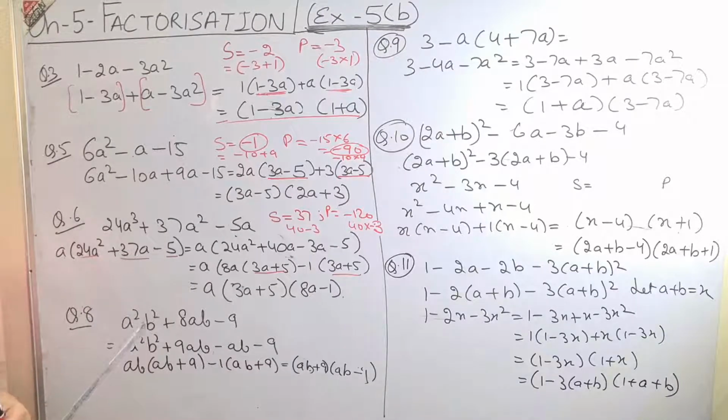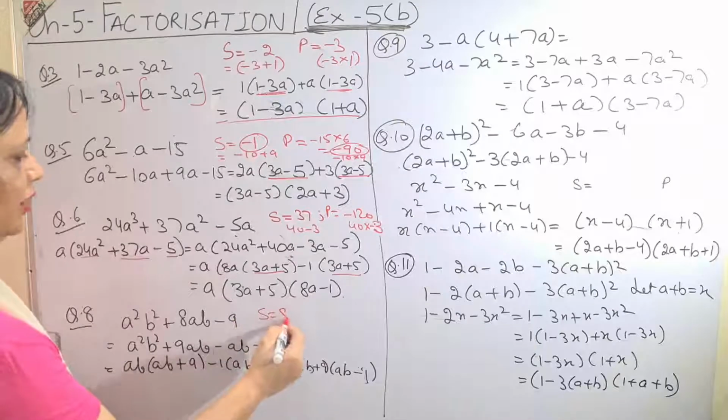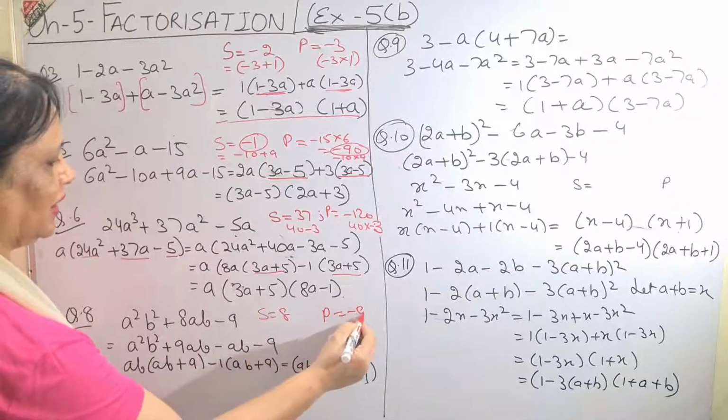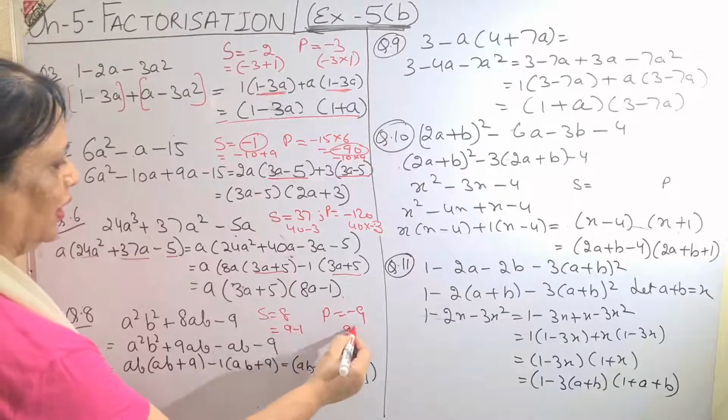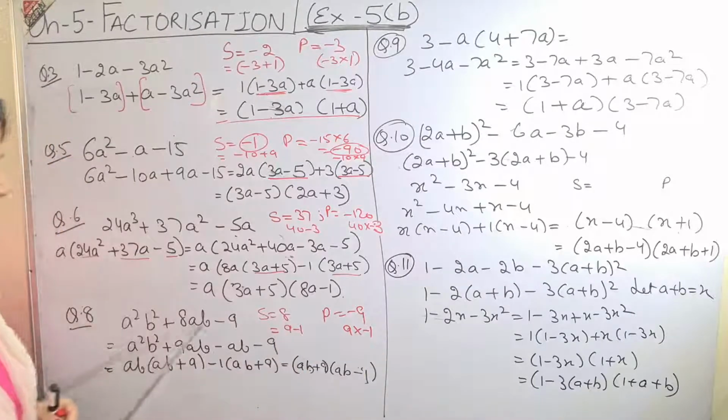Whether they are three variables, it should not matter. The technique has to be the same. The sum has to be 8 and the product has to be minus 9. So this will be 9 minus 1, 9 into minus 1. In place of 8ab, the middle term, I have written 9ab minus ab. Again, take common from the first two, take common from the last two. Then the common factor comes out, and the rest is my answer.